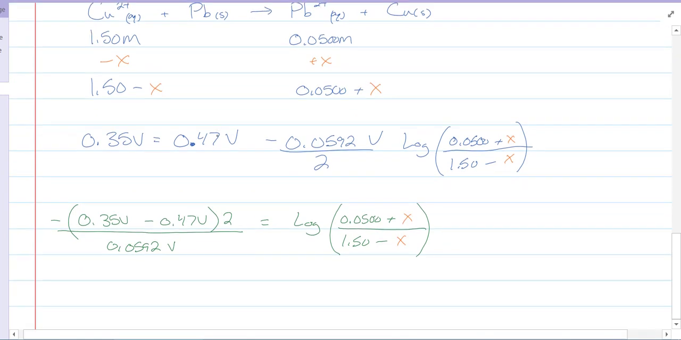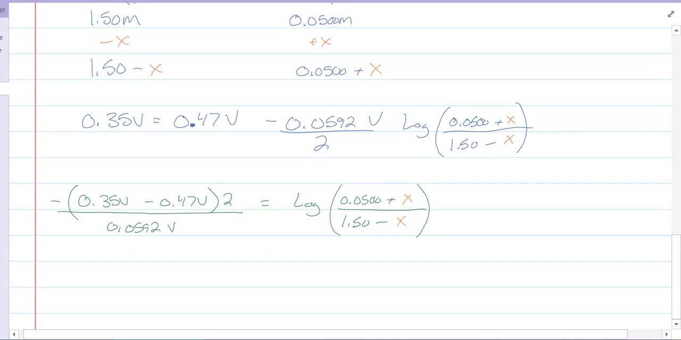So what I do first, I move the 0.47 over, and then I multiply both sides by negative 2 and divide by the 0.0592 volts. If we do that, I get 4.05 equals the log of 0.0500 plus x all over 1.50 minus x.